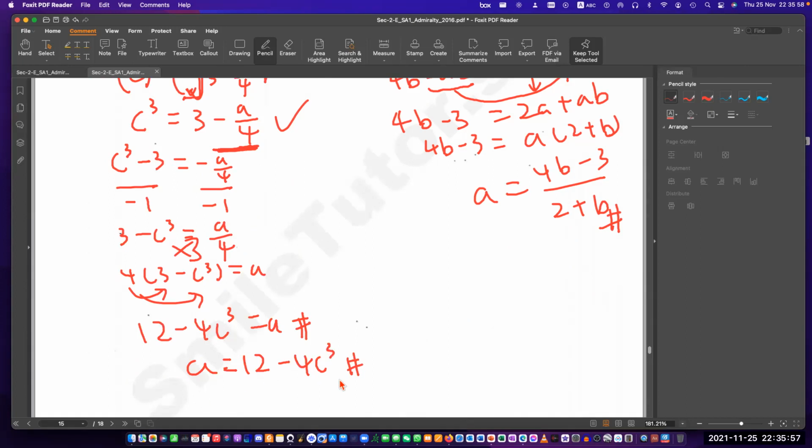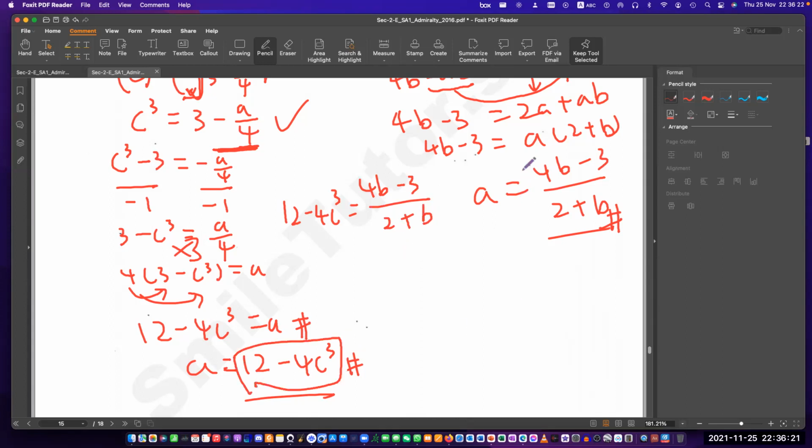So now A is equal to this. A is also equal to this. So what they want you to do is take this right-hand side equal to this right-hand side. You see, A is equal to this, A is also equal to this. So 12 minus 4C cubed over 2 plus B is equal to 4B minus 3 over 2 plus B. So this part is equal to this part. Why? Because both are A. So that's why you can equate these two. I have just done that.